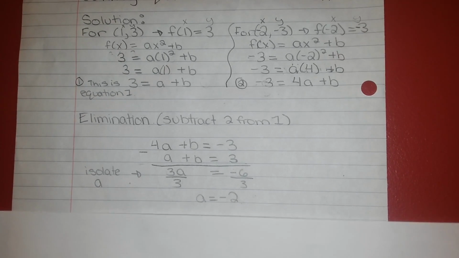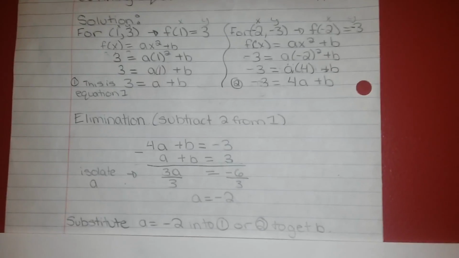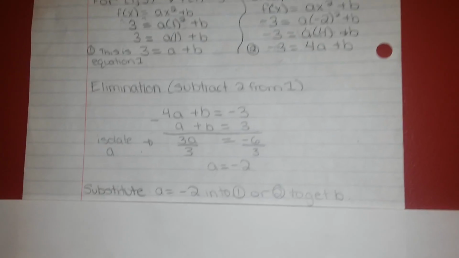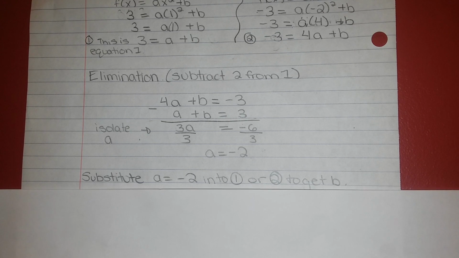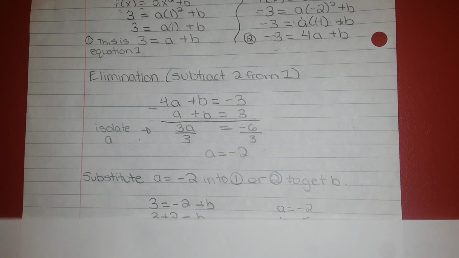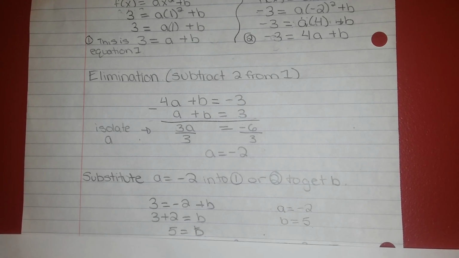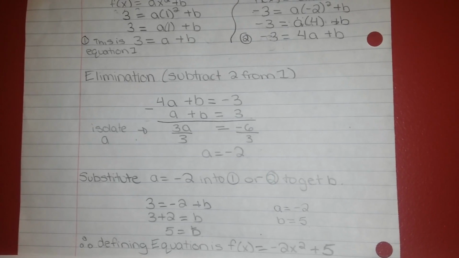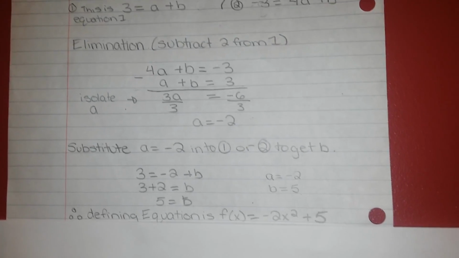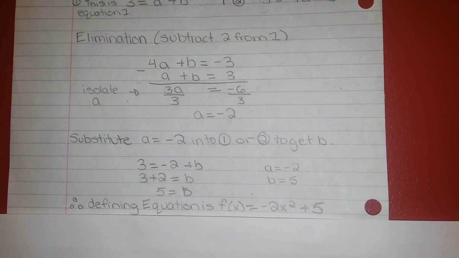Now that we have our a value, we need to solve for b. So we're going to substitute a equals -2 into either equation number 1 or equation number 2, because we need to solve for b. I plugged it into equation number 1, and we get 5 equals b. So now we have our a and b values. We can substitute those into the equation above and give our defining equation. Therefore, our defining equation is f of x equals -2x squared plus 5.